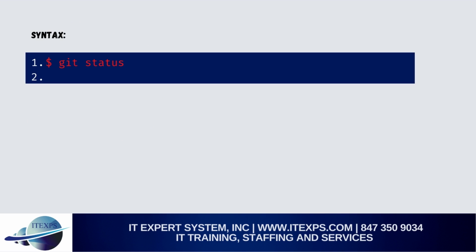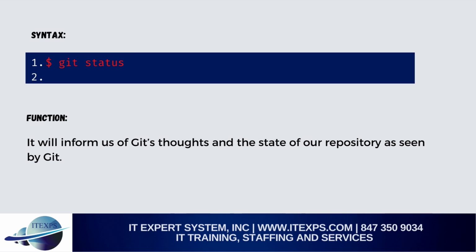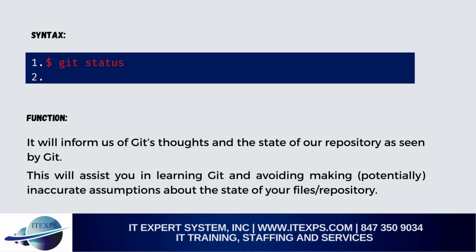Git status command. The git status command is our key to Git's mind. It will inform us of Git's thoughts and the state of our repository as seen by Git. When you are first getting started, you should always use the git status command. It is a good idea to start running it after any other command. This will assist you in learning Git, avoiding making potentially inaccurate assumptions about the state of your files or repository. Depending on the state of your files, working directory, and repository, the Git status tool will display a lot of information.